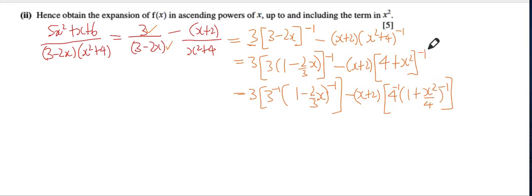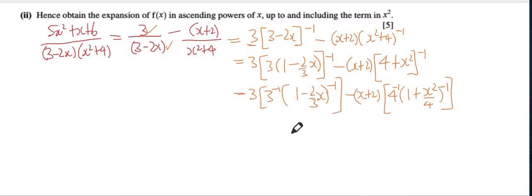And since it's to the power of negative 1, you expand this power inside, okay, then you get 4 to the power of negative 1, and (1 plus x squared over 4) to the power of negative 1. That's it. Okay, so after this, since it's in the form of 1 minus 2 over 3 x, then you can use the binomial 1 plus x to the n formula to solve the question. Okay, so let's look at that.